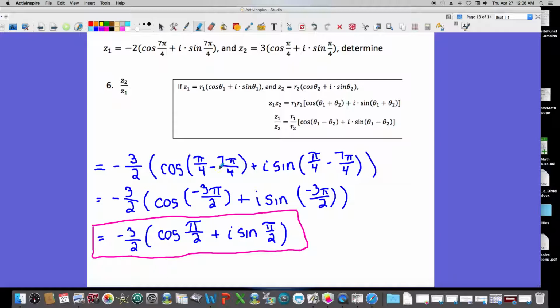And it's unlikely that you would see your final answer written with the cosine of a negative value there, by taking a coterminal angle, by adding 2 pi and writing 2 pi as 4 pi over 2. 4 minus 3 is 1. And you're more likely to see this answer as cosine pi over 2 plus i times sine pi over 2.